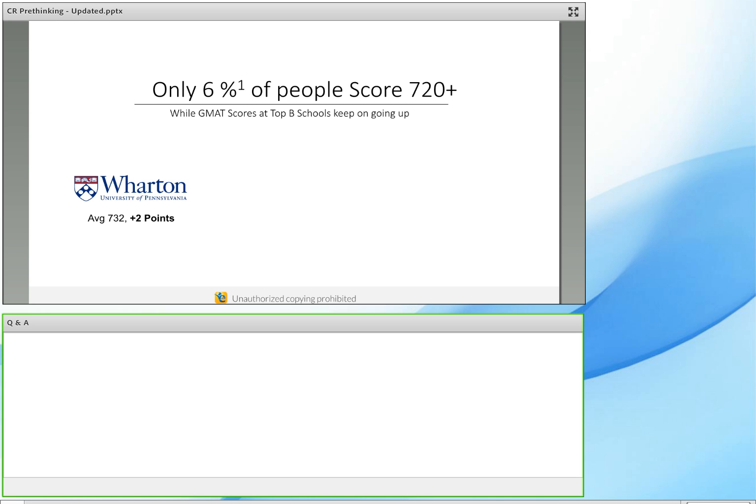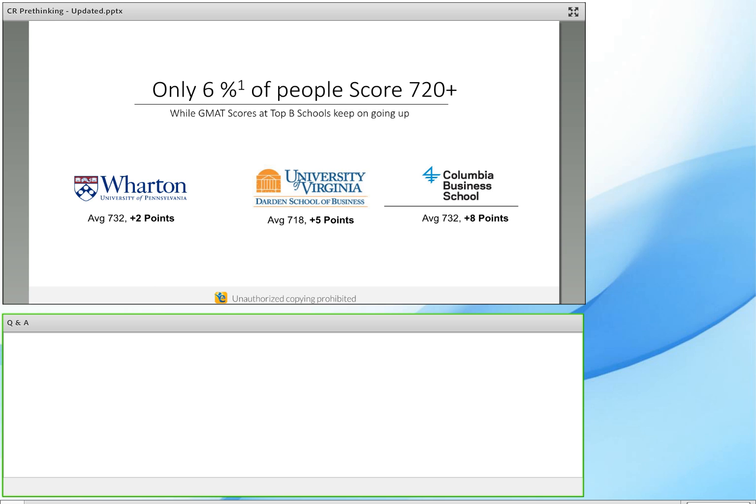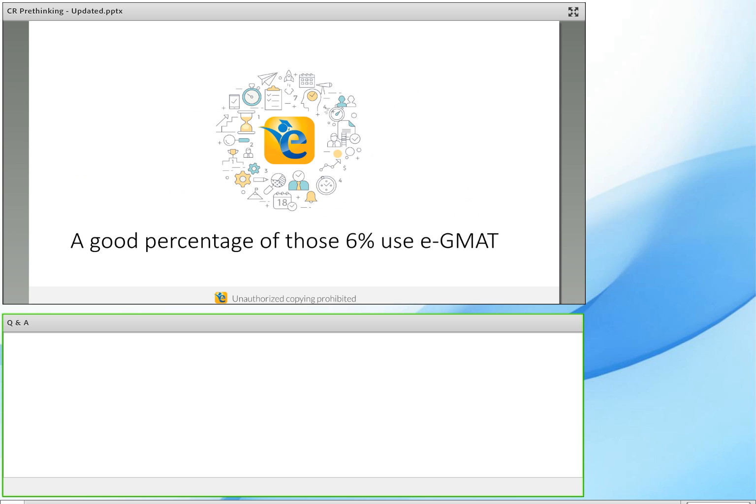And a good chunk of them, and this is despite the fact that median scores at top business schools continue to go up. In fact, I recently wrote an article which said that in today's world, scoring a 730 or higher is much more critical. In fact, it has close to $500,000 worth of ROI over that score of 700. Okay, so what is it that people who get to these scores do? A good percentage of them use e-GMAT.